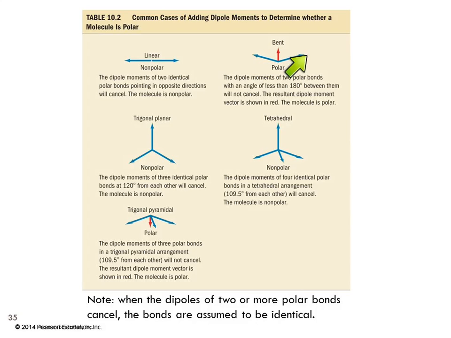If you have a bent molecule, you're most likely going to have a polar molecule because these are going to add together to form this vector. It's not going to be 0. With trigonal planar and tetrahedral, we will often end up with nonpolar molecules if all the vectors are the same in magnitude. They'll cancel each other out. Trigonal pyramid will usually be polar.